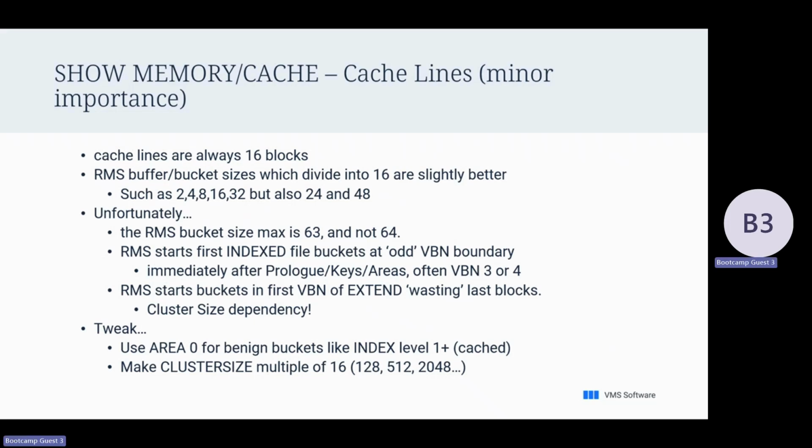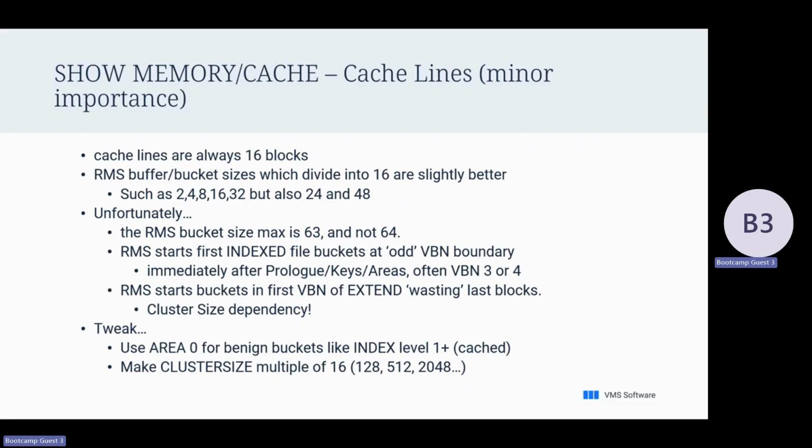Who would do that anyway? But I would say if you calculate 17, pick 24. 24 doesn't divide into 16, but at least you get one full and one half cache line. And if you read the next block, it will work out anyway. You see where I'm getting at with the divide into 16? Slightly unfortunate, RMS maximum bucket size is 63 and not 64. That would have been nice. So I sometimes pick 48, but I never really. I think 63 is still better than 48, even though the XFC interaction is not optimal.